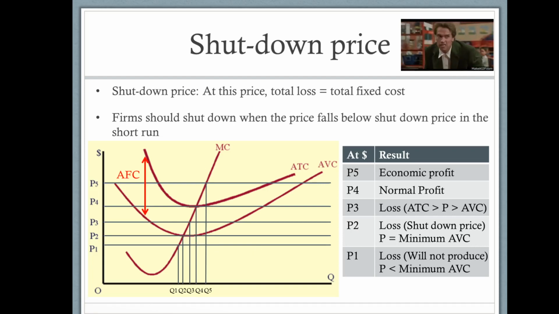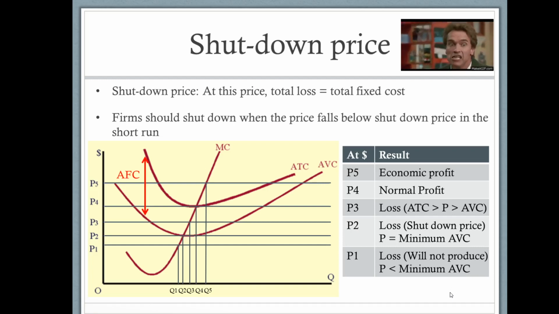Once again at P2, the average revenue can barely cover the variable cost, so that is your shutdown price. And at P1, the average revenue is even lower than the average variable cost. If that's the case, we are not going to produce because the loss will be less if we do not produce, so we will shut it down.